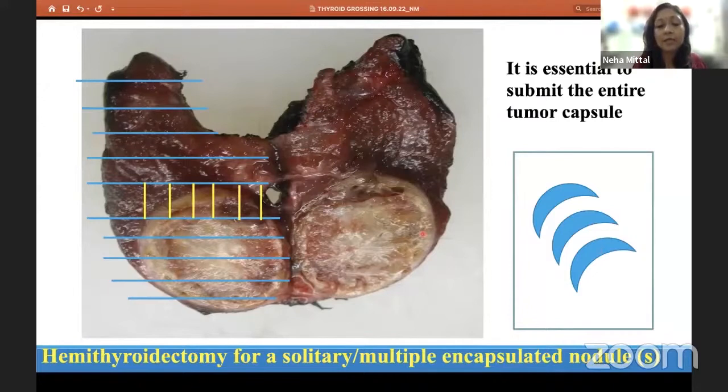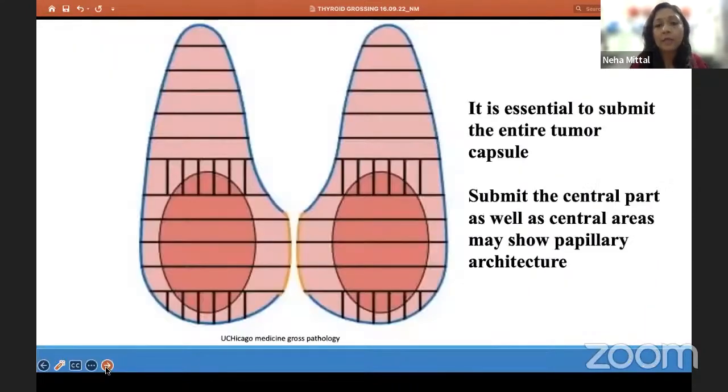It is absolutely essential in a hemithyroidectomy for a solitary or multiple encapsulated nodule of the thyroid. So this is just to show you a diagrammatic representation of the same thing. It is essential to submit the entire tumor capsule, and submit the central part as well, because it is the central areas which show papillary architecture.